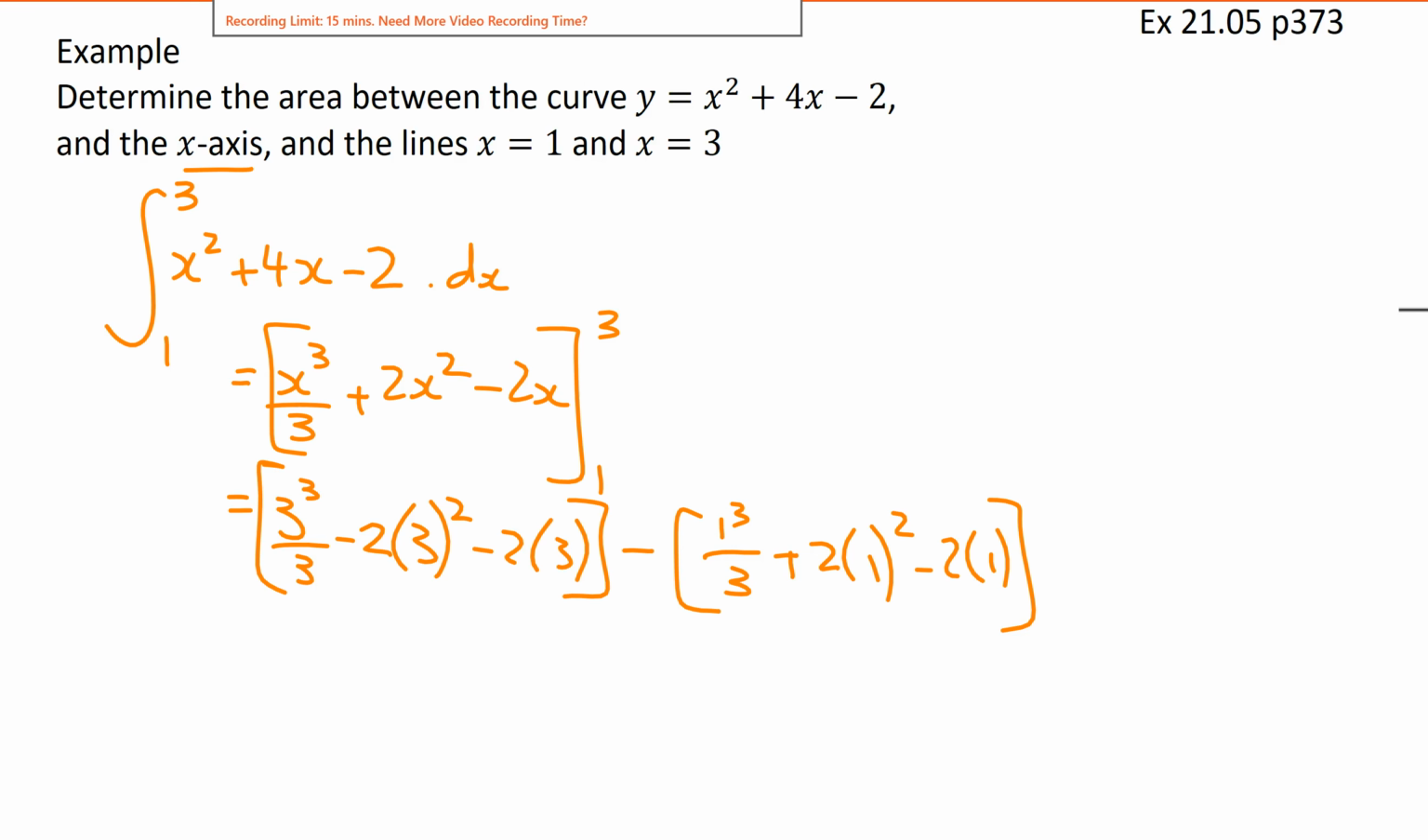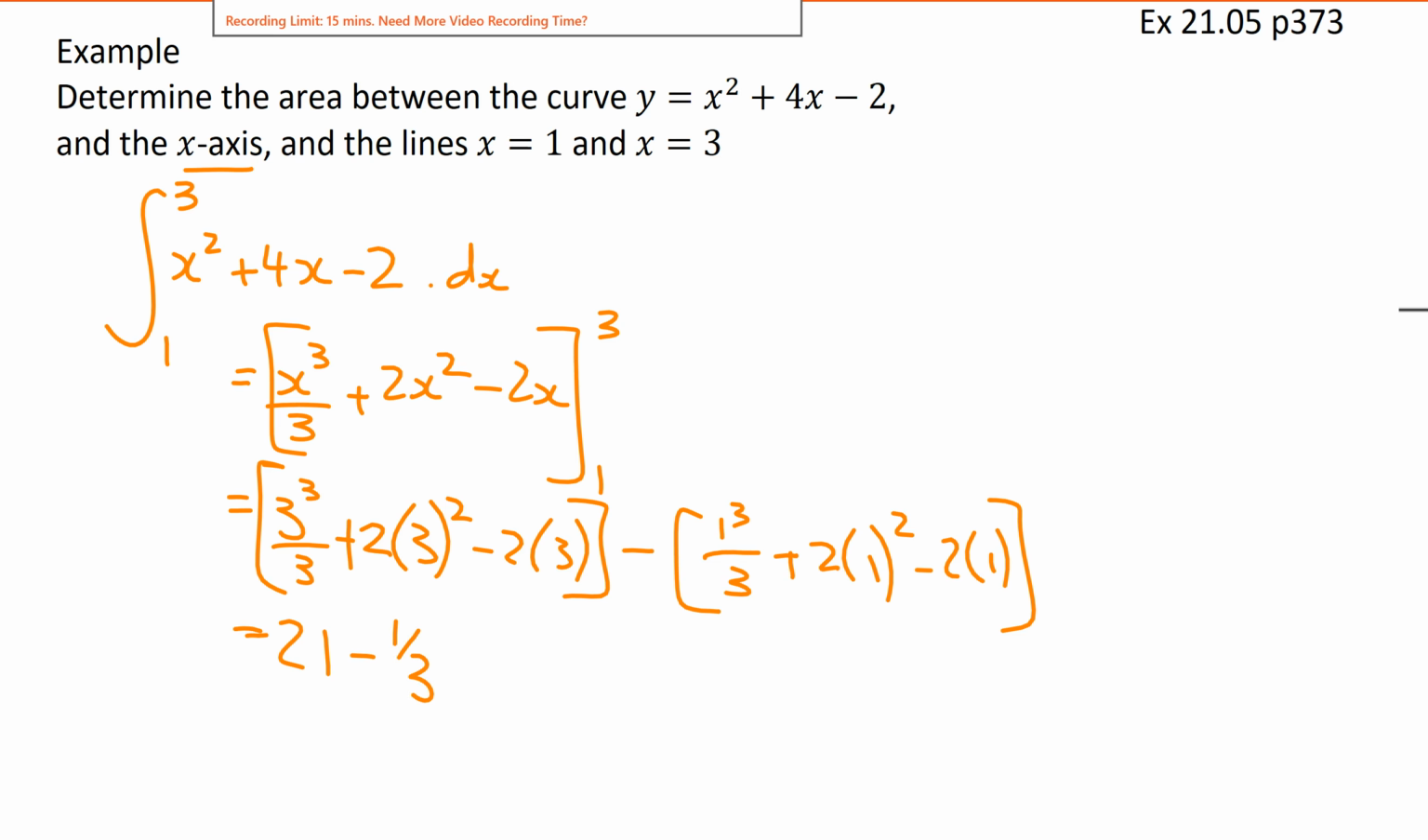15 minus a third. 21. Yeah. 3 to the power of 3 is 27 divided by 3 is 9, isn't it? Yeah, 21 minus the third. Sorry, that should be a plus, shouldn't it? Sorry. So 21 minus a third. Is that what you're saying?